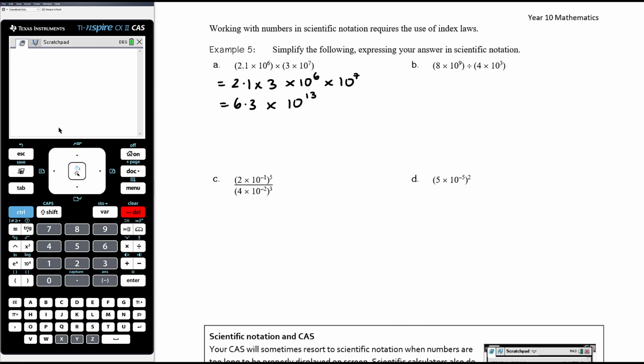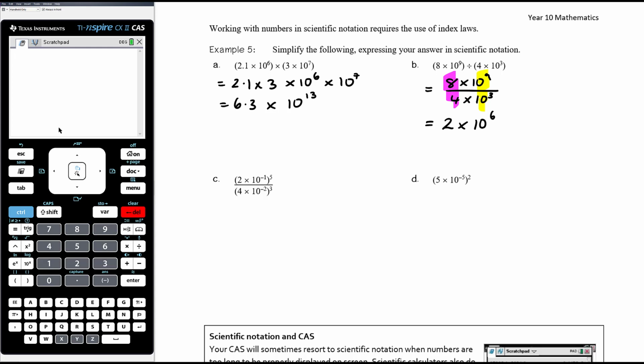Okay, let's have a look at B. So if we've got 8 times 10 to the 9 divided by 4 times 10 to the 3, much like we did in our index laws examples in the previous videos, we can really just focus on the number parts and the power of 10 parts. 8 divided by 4 is 2. 10 to the 9 divided by 10 to the 3, we subtract the powers, that's 10 to the 6.